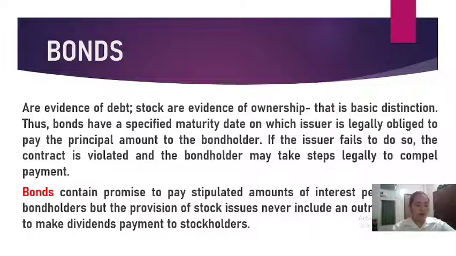In other words, a bond is a fixed income instrument that represents a loan made by an investor to a borrower. Bonds are used by companies, municipalities, and states. It also contains a promise to pay stipulated amounts of interest periodically to bondholders, but the provisions of stock issues never include an outright promise to make dividend payments to the stockholders.